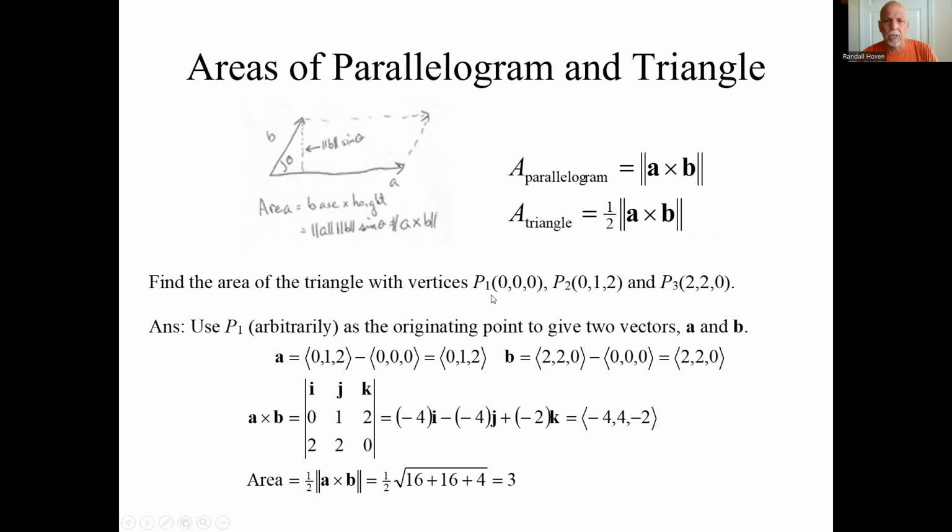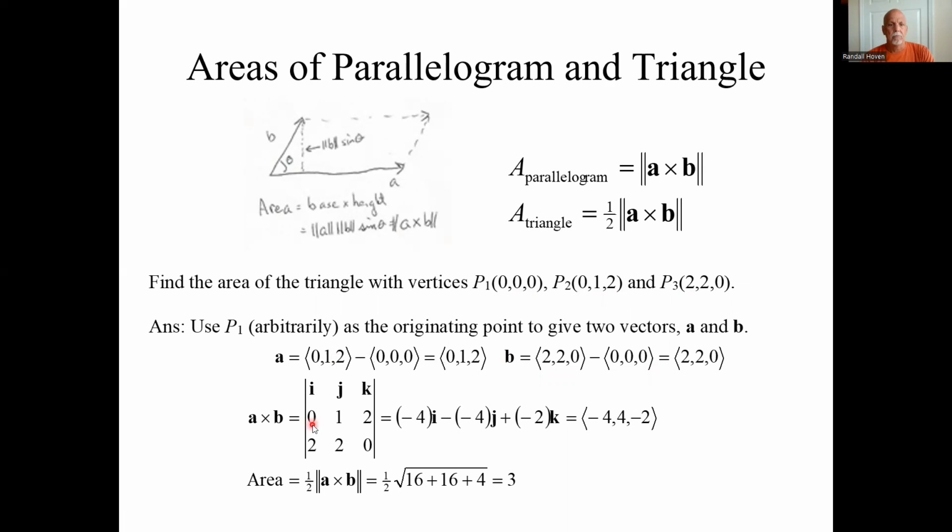So here's an example. Say they give you, find the area of the triangle with these vertices. 0, 0, 0. These are points, or position vectors. Well, what I need are the two vectors, so I can use one of these 3 points as sort of the reference point where I'll bring their tails together. Origin is really easy, so I just subtract off 0, 0, 0. So the two vectors are going to be 0, 1, 2 and 2, 2, 0.